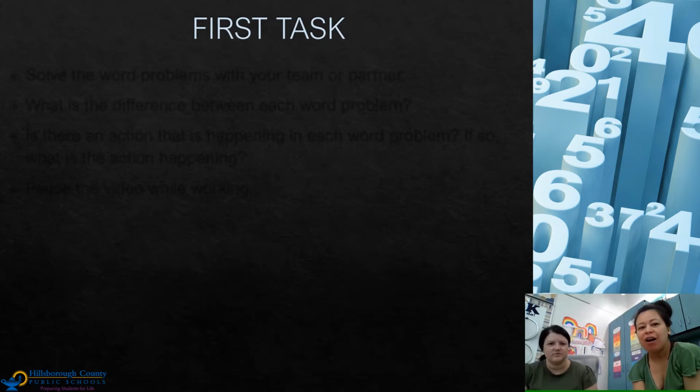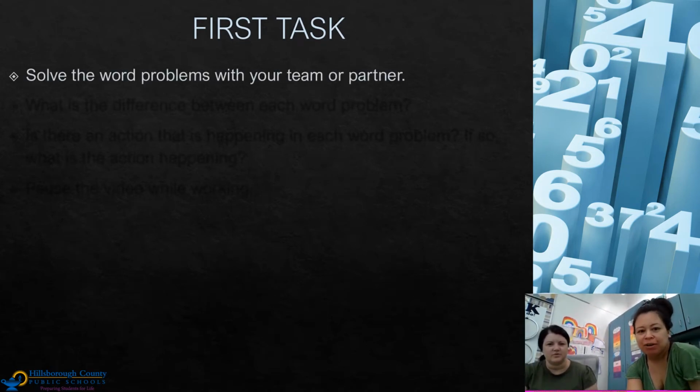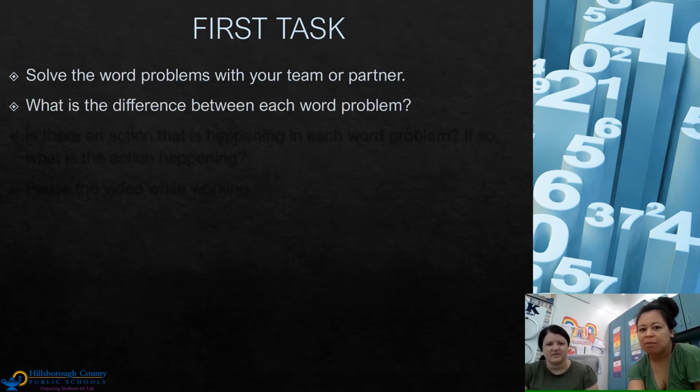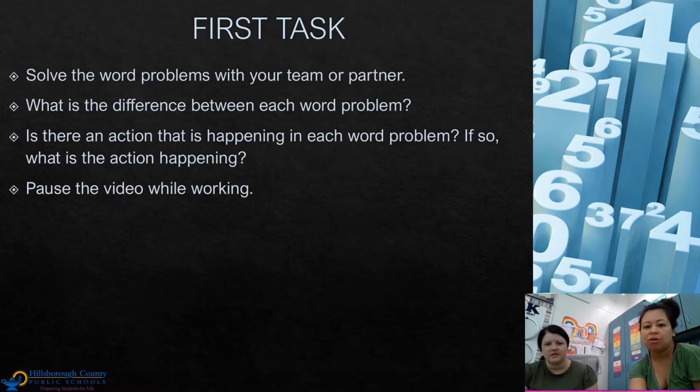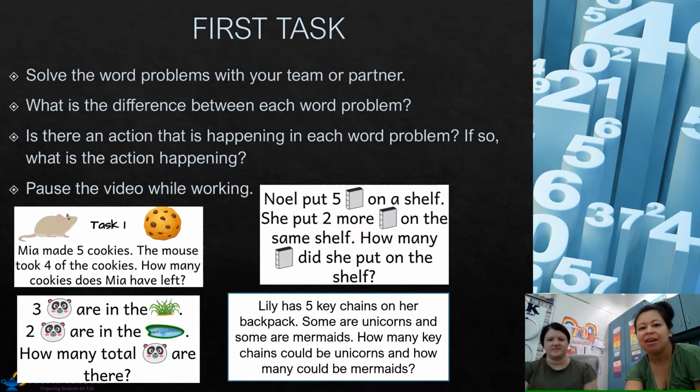All right, so for our first task, what you're going to do is first solve the problem with your team. And Christy, you don't have a team, but I'll solve them with you. And then we are going to talk about the difference between each word problem. We're going to talk about if there's an action that's happening in the word problem, and if so, what the action is. And then we are going to talk about the differences. So go ahead and pause the video while you're working, and the 4 problem types are going to come up. After those come up, you can go ahead and pause the video. You ready, Christy? Yes. All right.